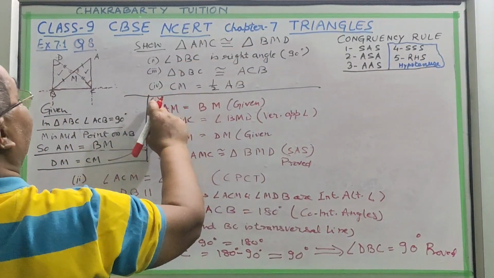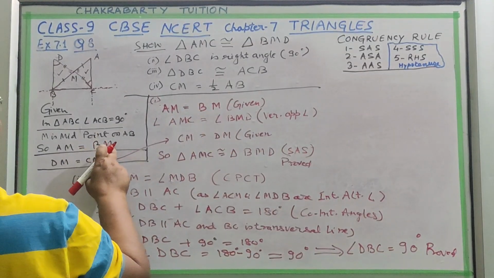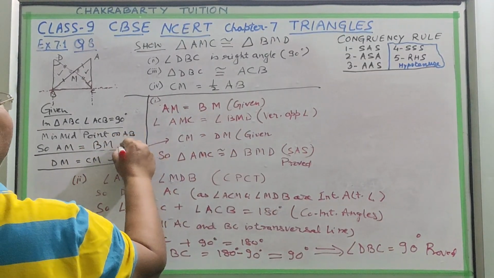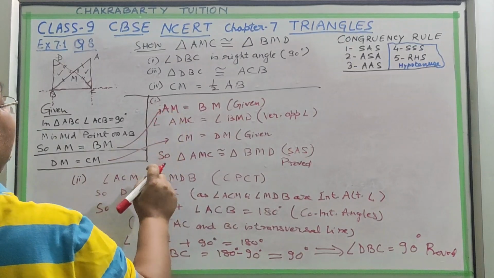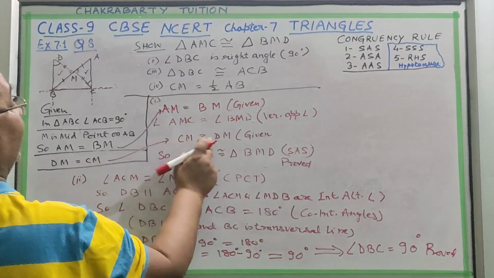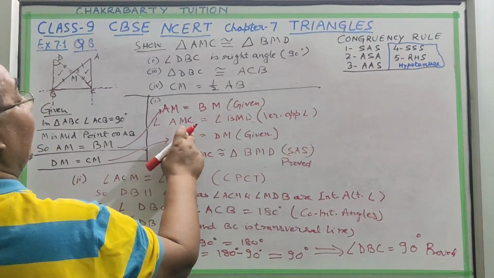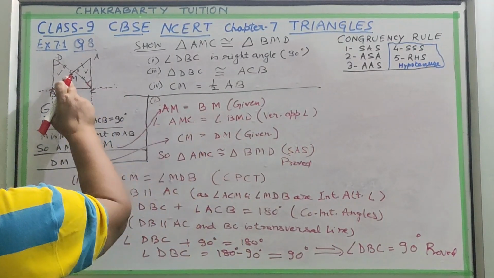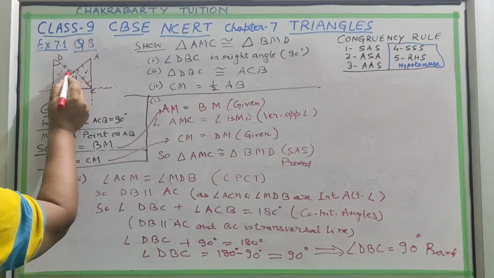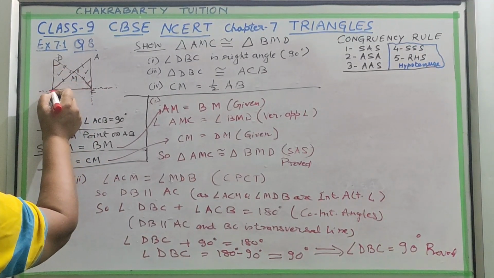So to prove that, first, AM and BM are given. It is given. Then DM and CM, you can write CM and DM also. It is also given. And angle AMC, this angle which I have made red colored, is a vertically opposite angle to angle DMB.